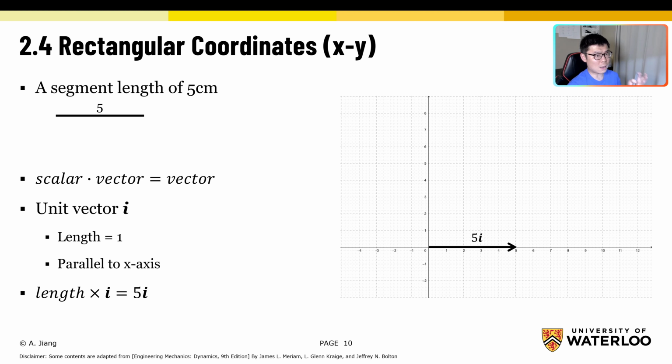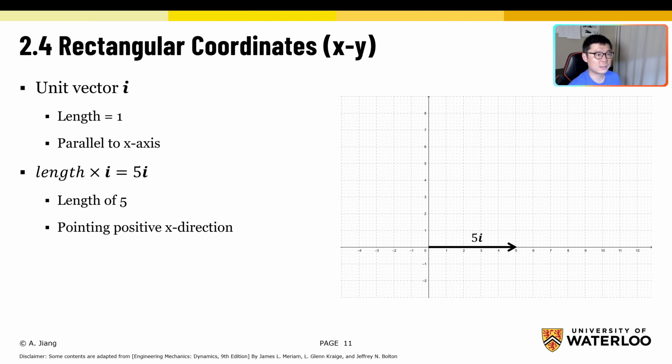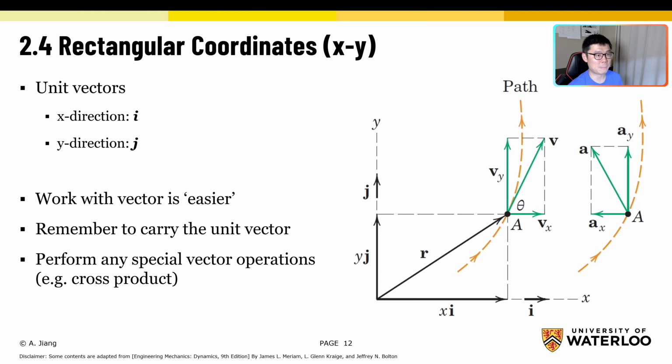We can now multiply this 5 centimeter segment with a unit vector i, and we'll get a 5i, which is now a vector with the length of 5 units or 5 centimeters and a clear direction. It's no longer at random place. It has a clear direction pointing to the positive x direction. For xy coordinates, we have 2 unit vectors, as I mentioned, i and j for x and y direction.